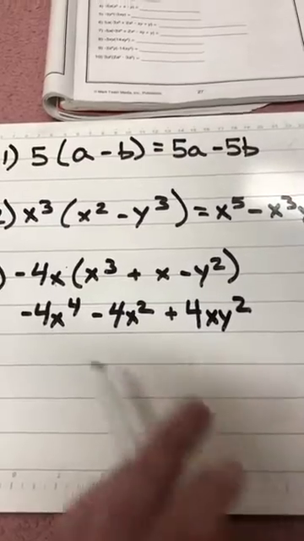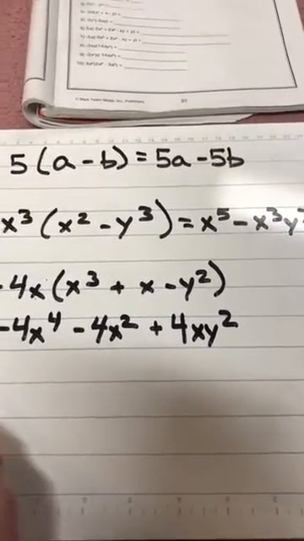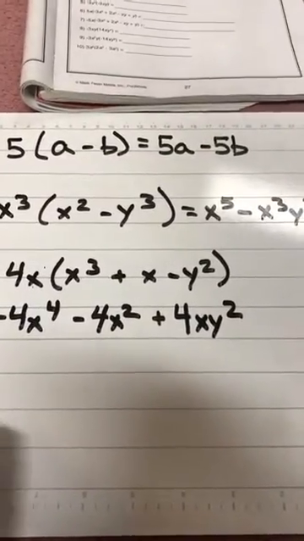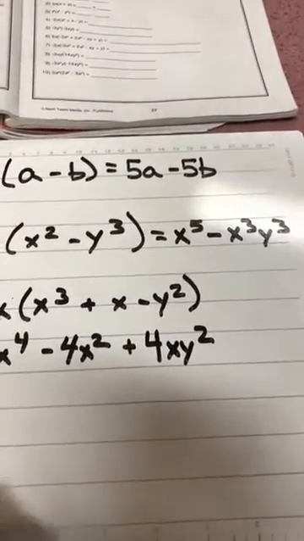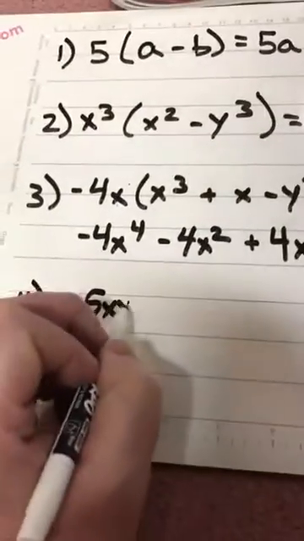So to change gears just a little bit, I may get something that looks like this. All right, we're going to go negative 5xy.